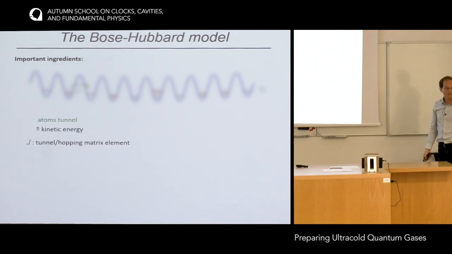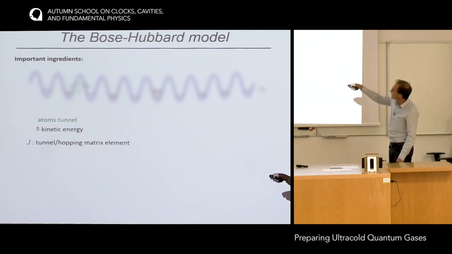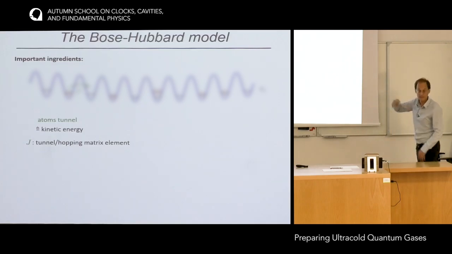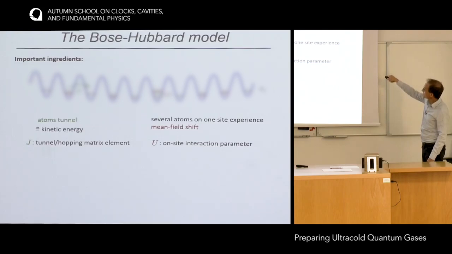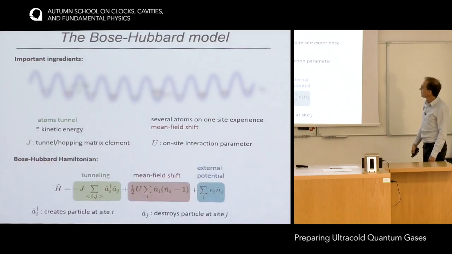Now, what kind of phenomena happen here? Atoms can hop from site to site by tunneling. And there's a tunnel or hopping matrix element J associated to that. That's kind of the kinetic energy which you have in your system. And then these atoms can repulse each other. This gives rise to this mean field shift here, U.